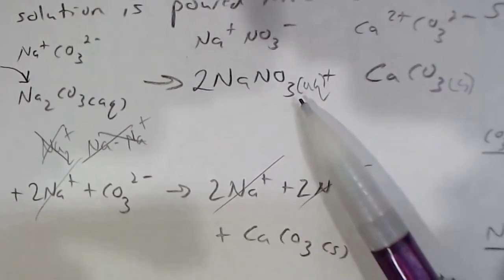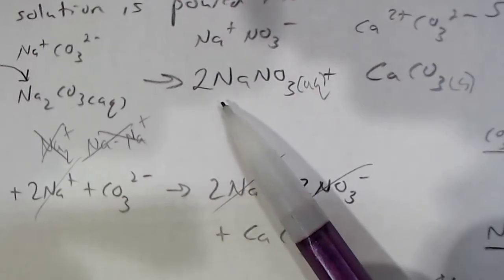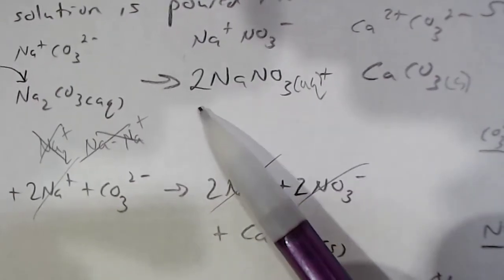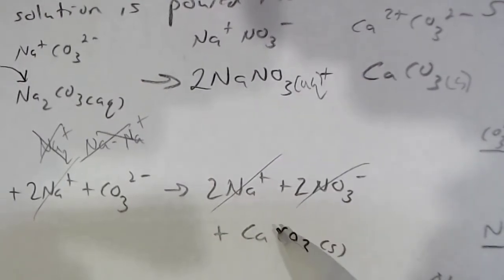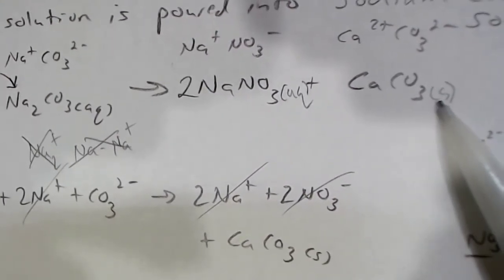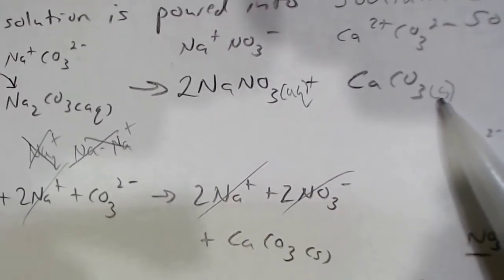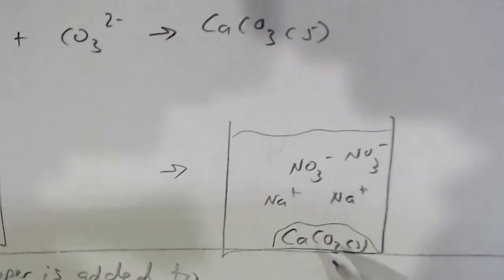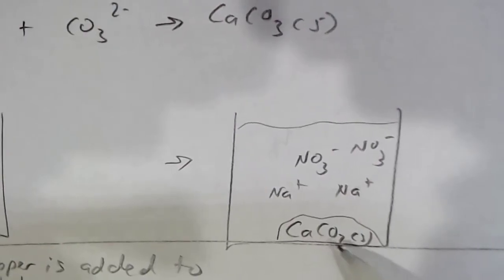We know that because it was soluble. So there were two Na pluses, and there were also two nitrates, and they were all floating around separately in solution. And then finally, we had calcium carbonate. That was solid. That meant that the calcium and carbonate ions were stuck to each other.